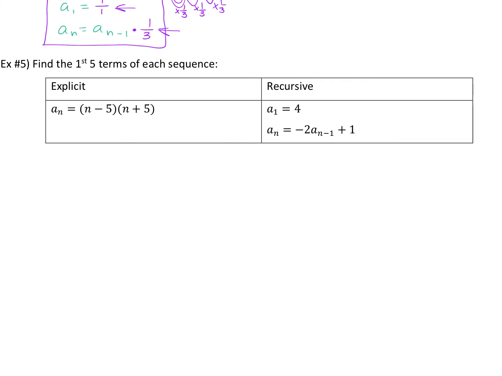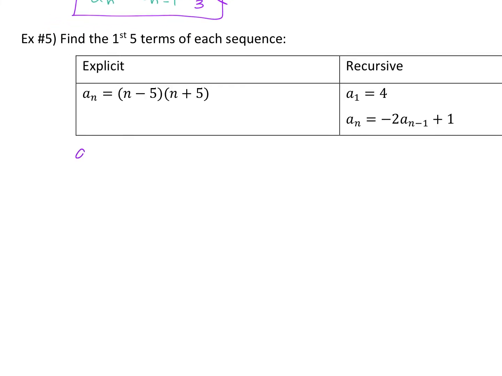Okay, get your calculator out real quick. I've already shown you a quicker way to do this. I'm just going to remind you so that you don't have to do a bunch of extra work in your homework. Okay, so this one says, find the first five terms of each sequence. So let's start with the explicit.